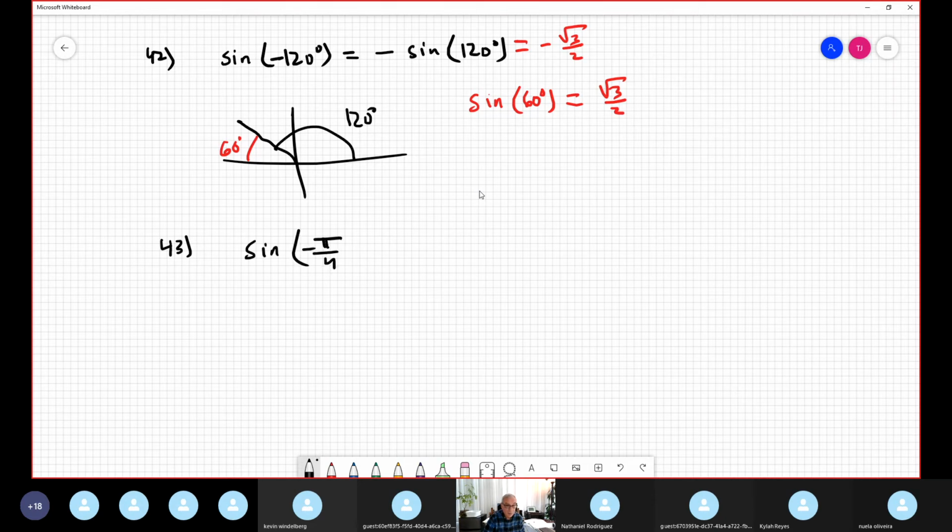Sine of negative pi over 4 is minus sine of pi over 4. I know by memory that sine of pi over 4, that is 45 degrees, is radical 2 over 2. So it is minus radical 2 over 2. Easy, easy.